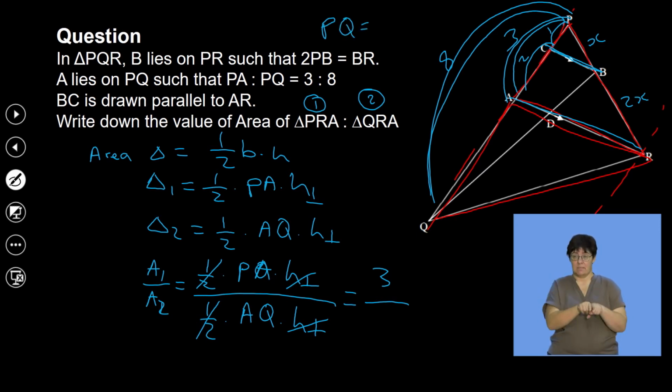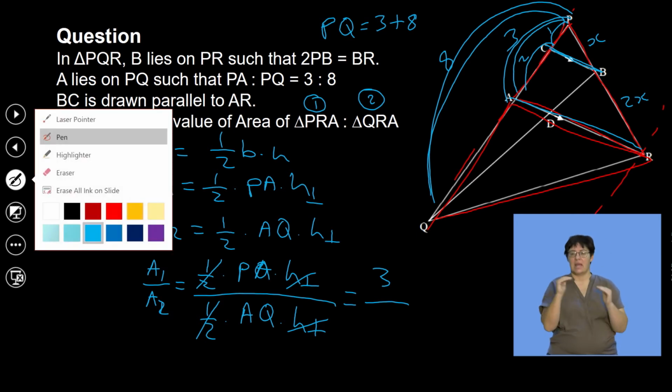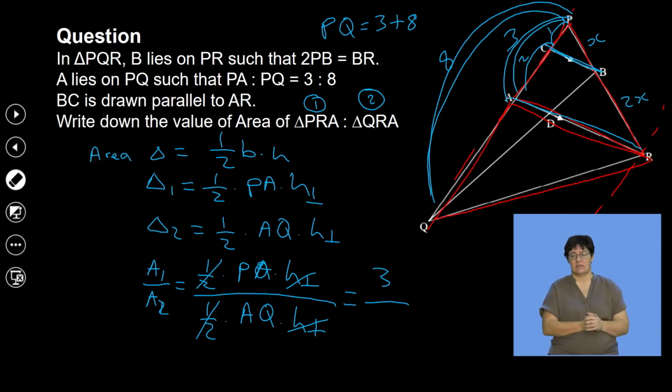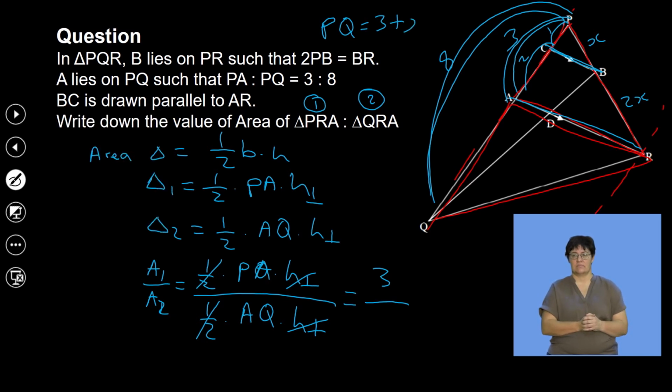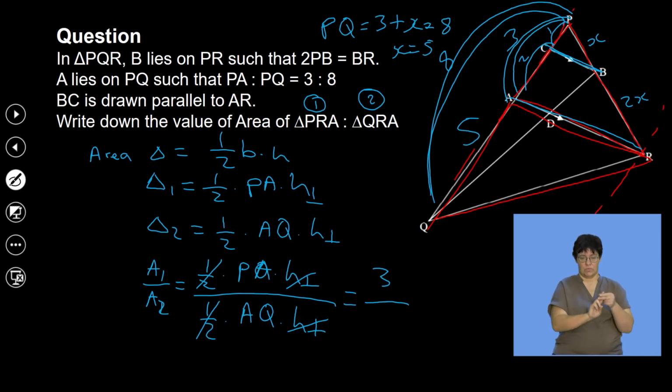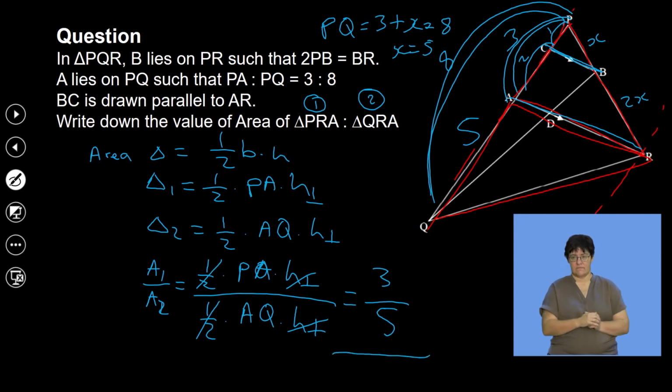So it means that my PQ is the same as my 3 plus 8. Do you see? And 3 plus x, which is equal to 8, because I don't know what the other one is. So 3 plus the x that I don't know is supposed to be equal to 8. Therefore, my x will be equal to 5. You see? So making this just 5 units. So this will be 3 over 5, and that will be the value for that.